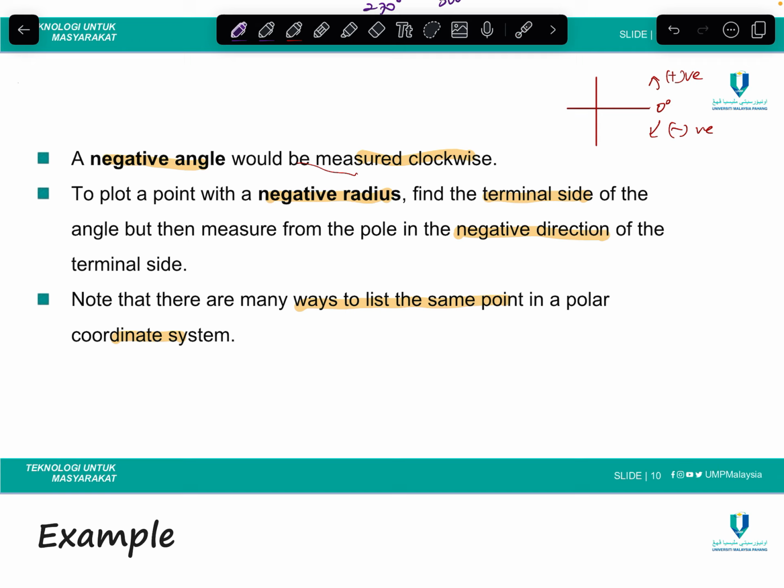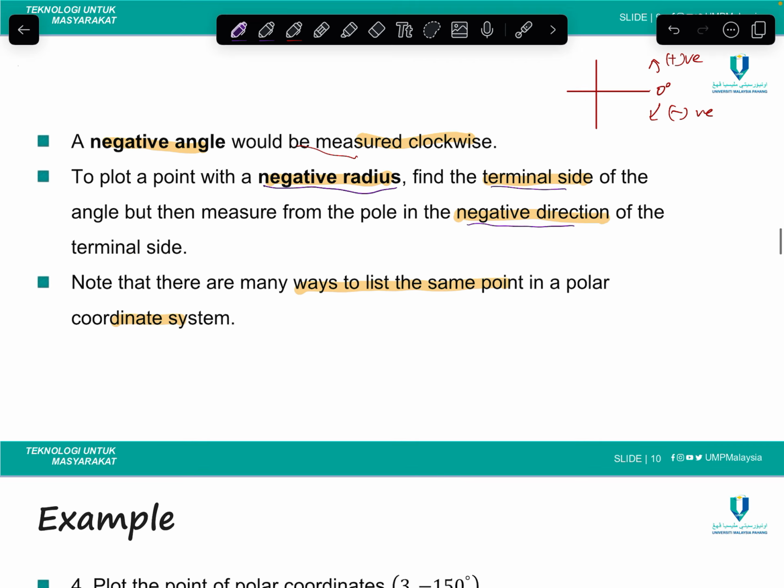In addition, if you have a negative radius, how do you plot a negative radius? First, you have to find the terminal side of the angle, but then measure from the pole in the negative direction of the terminal side. We'll do that in the following exercise. And note that there are many ways to list the same point in a polar coordinate system. So one point can be represented by more than one set of coordinates in polar coordinates.